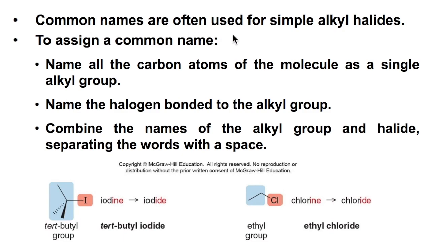The common names are often used in alkyl halides. So to assign a common name, you simply name the carbon atoms that are in the molecule and add the halogen that is bonded to that alkyl group. So for example, here we have a tert-butyl group. So that is going to be tert-butyl iodide. Or here we have an ethyl because we have two carbons. So that is going to be ethyl chloride. It's very simple.